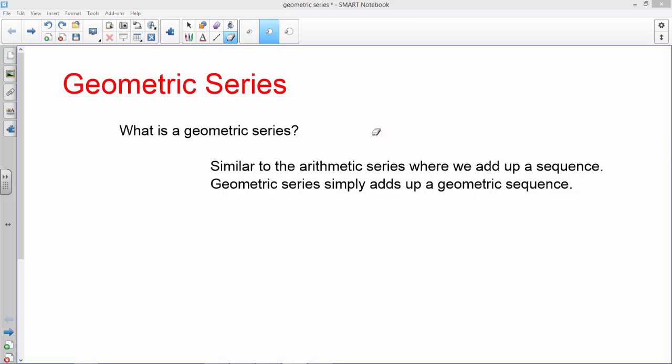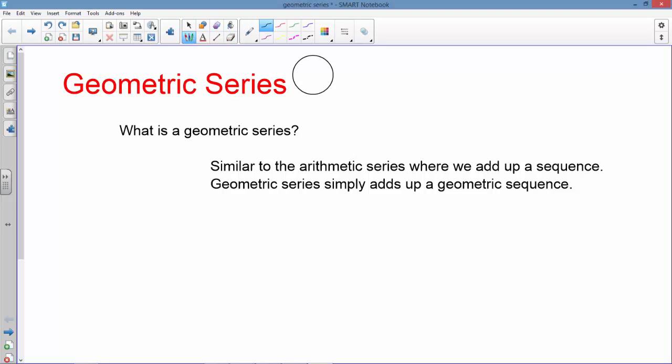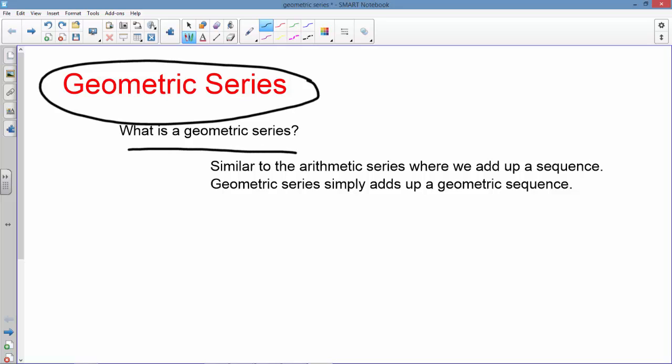Okay, today we're going to talk about a geometric series. And so we're going to talk about what is a geometric series. Similar to arithmetic series, it's when we add up a sequence. This time we simply add up a geometric sequence.